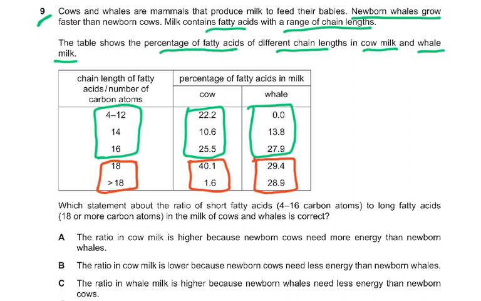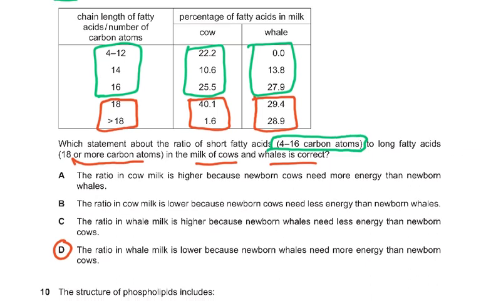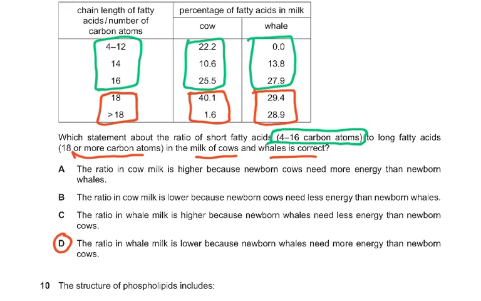Which statement about the ratio of short fatty acids to long fatty acids, 18 or more carbon atoms, in the milk of cows and whales is correct? So 4 to 16 is the short one, so I have circled them in green. I've circled this to make you realize how this is correct. So you can see how there is a difference in it, that the short ones are less in the whale. So you have to really calculate this and then look at the answers.